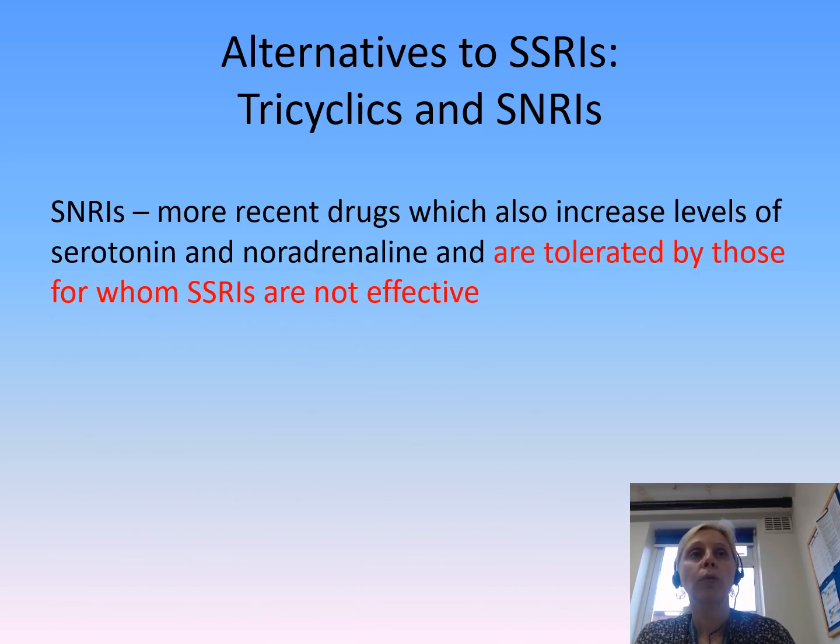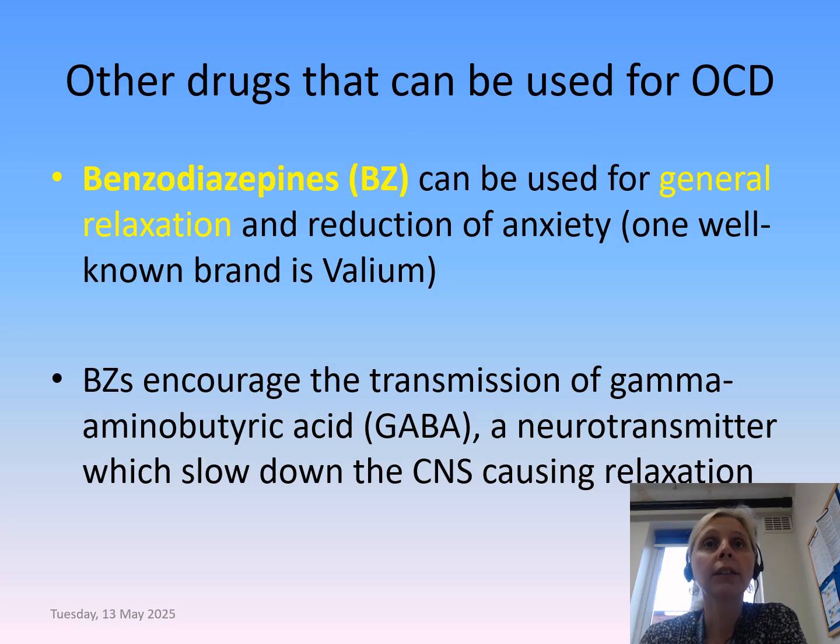SNRIs also work on noradrenaline as well as serotonin, so that's what the N stands for, and sometimes they're better tolerated by those for whom, for example, SSRIs have very strong side effects. And lastly, there's a different type of treatment, benzodiazepines, which act on GABA, gamma-aminobutyric acid, a calming neurotransmitter. It slows down the activity of the central nervous system, therefore causing relaxation. So they're not acting specifically on serotonin, they're not OCD specific, but they might help the person feel more relaxed without necessarily addressing the obsessive thinking, just feeling less anxious in general.